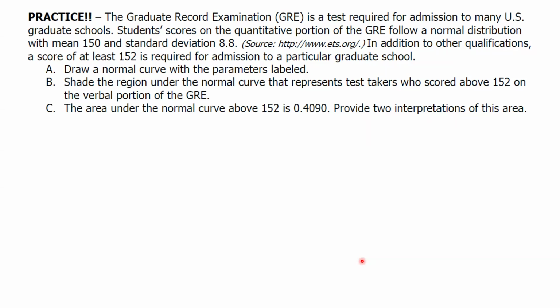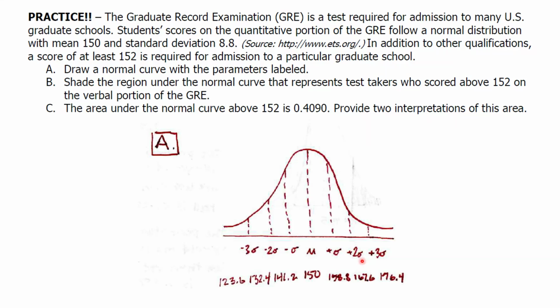So since we know our curve is normally distributed, we can draw our bell-shaped curve, identify our mean, which is our line of symmetry at 150, and then our standard deviation is 8.8. So we would find the standard deviations 1, 2, and 3 to the left and right of our mean by adding and subtracting 8.8. B then says to shade the region under the normal curve that represents test takers who scored above 152 on the verbal portion of the GRE.